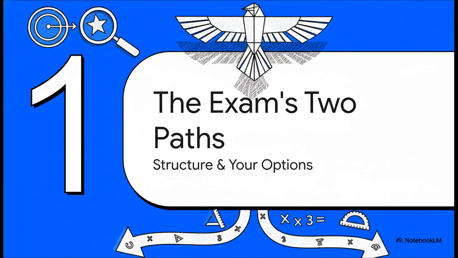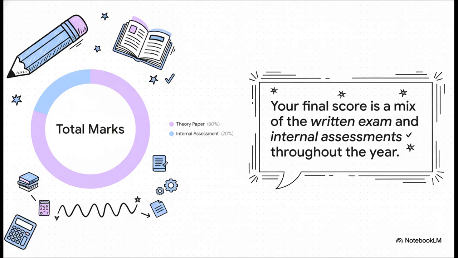Look, before you can plan your strategy, you've got to know the layout of the land. Understanding the big picture and what your options are, well, that's step 1 to taking control. Your final score isn't just about what happens on that one big exam day. Think of it more like a 100-point game. Yeah, 80 of those points come from the final written paper, but a really important 20 points are earned from your internal assessments. Things like class tests and projects.